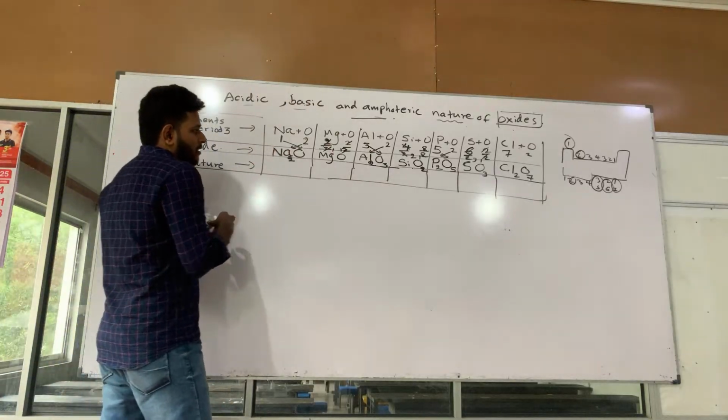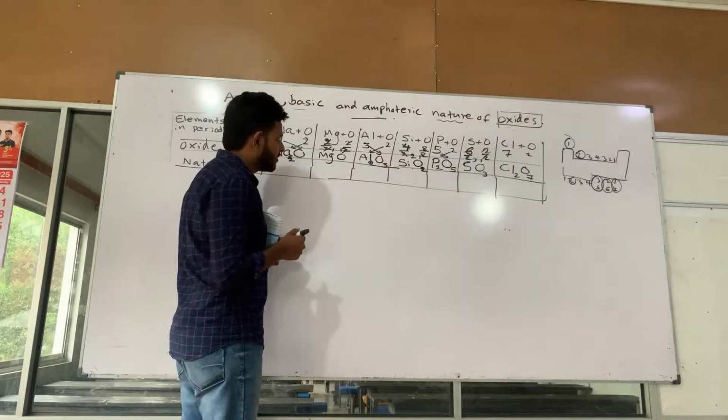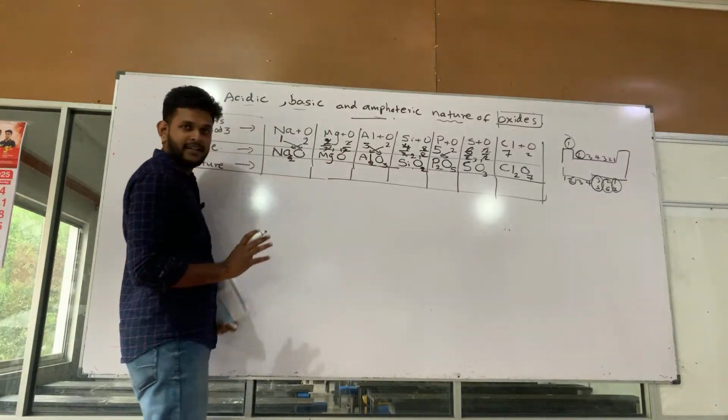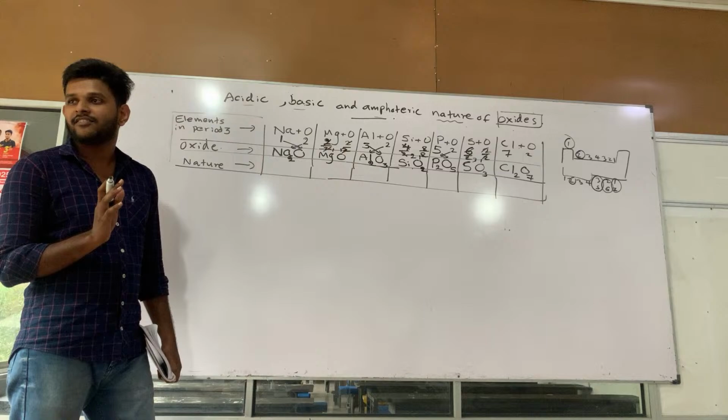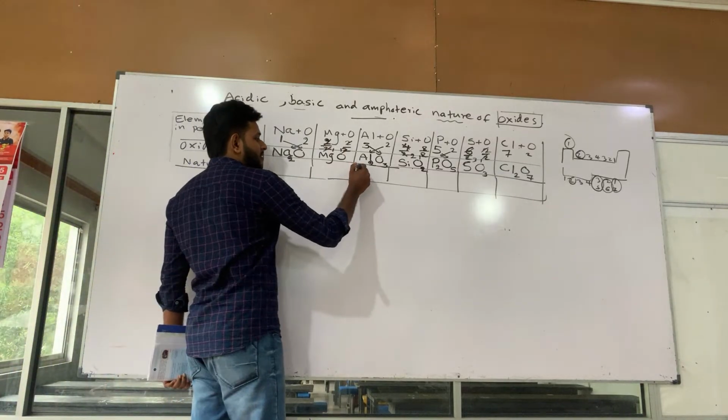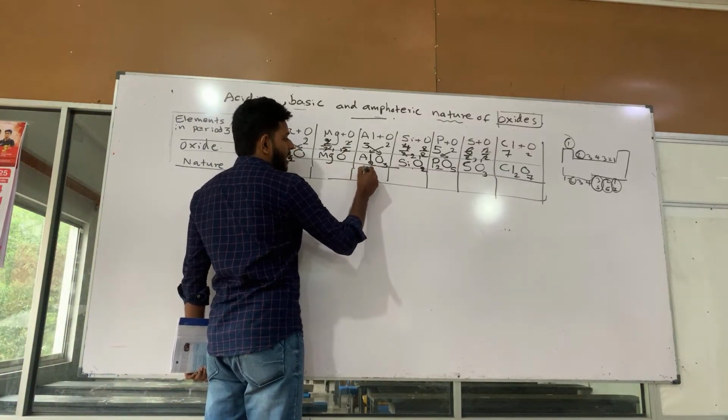So you just have to remember only this thing. Aluminium is the guy here. Why? He is the amphoteric one. Who's that? Amphoteric one.